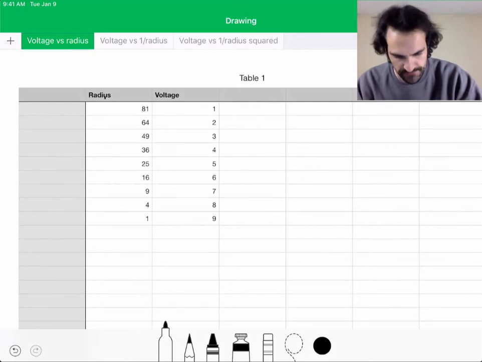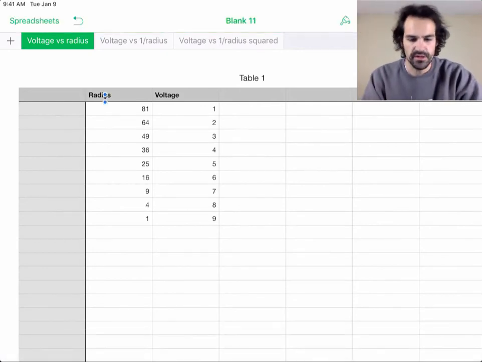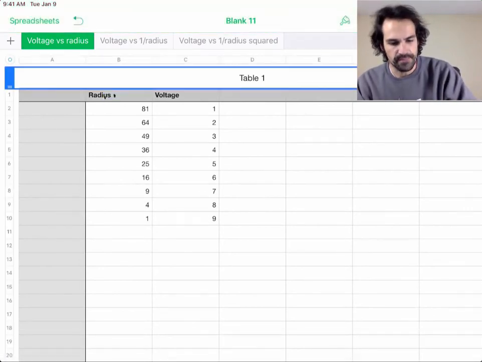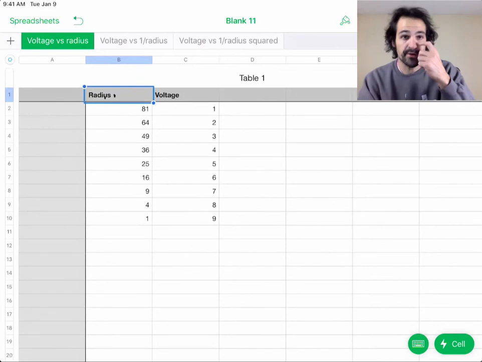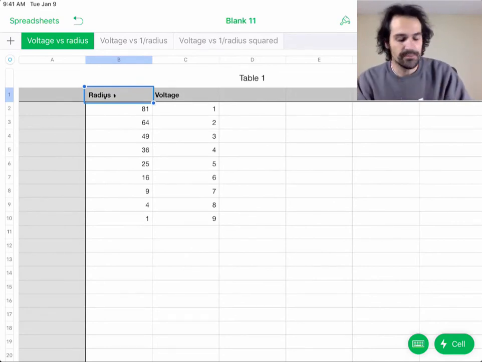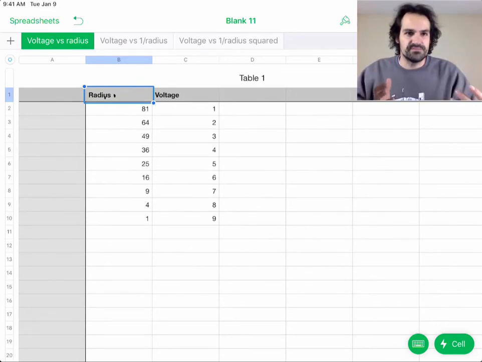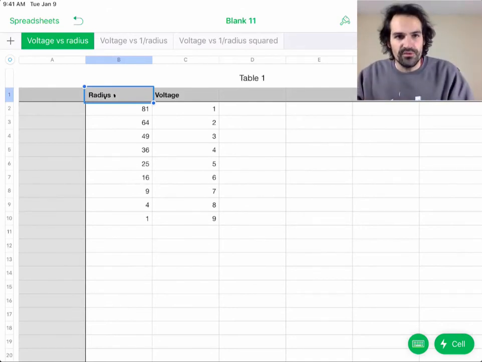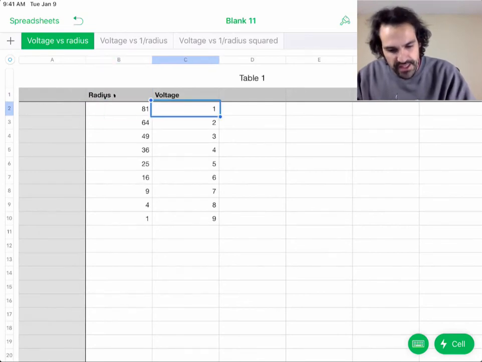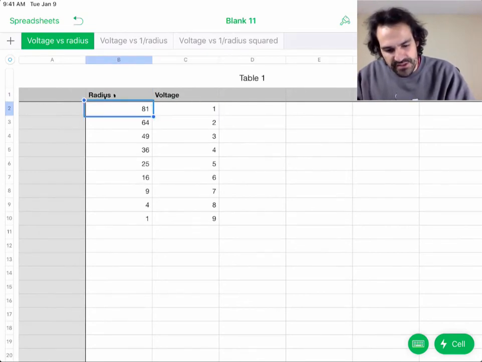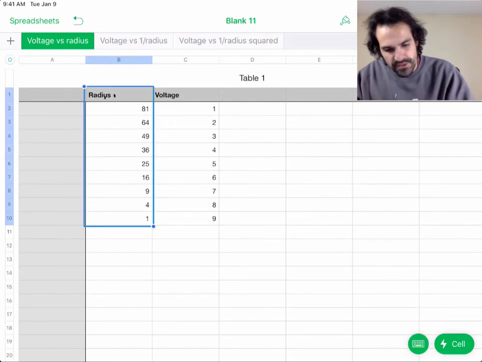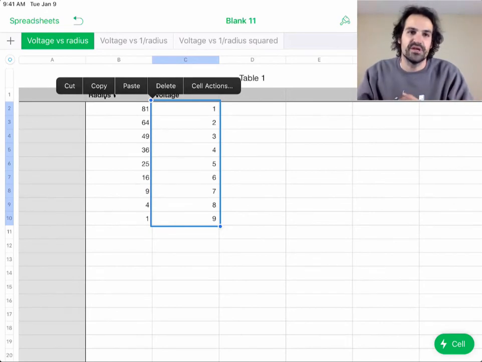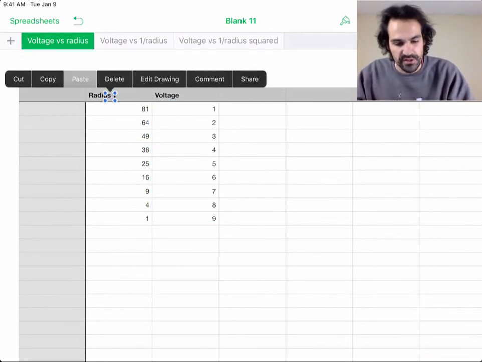Okay, so I've already taken the liberty of entering the data to save us a little bit of time, but the first thing you're always going to do is plot the original relationship, voltage versus radius. And you can already look at the numbers and realize, hey, as the radius gets bigger, the voltage gets smaller. So you already know it's going to be an inverse relationship before even looking.